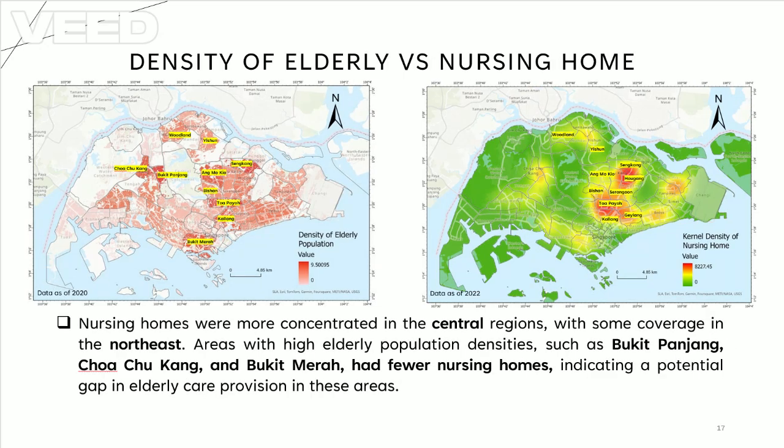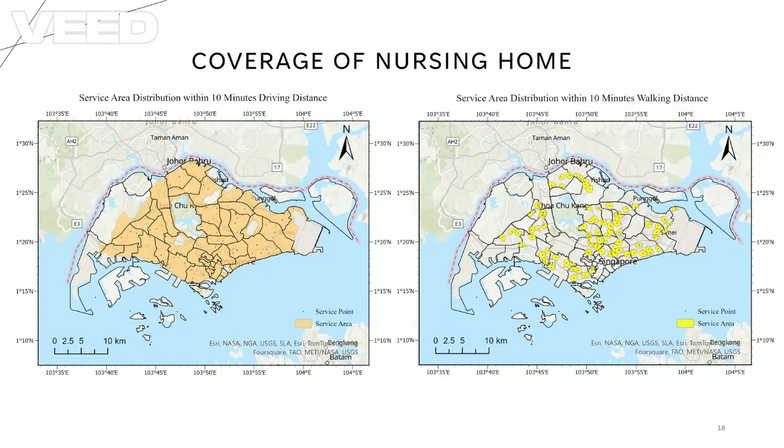Nursing homes were more concentrated in the central regions, with some coverage in the northeast. Areas with high elderly population densities, such as Bukit Panjang, Choa Chu Kang, and Bukit Merah, had fewer nursing homes, indicating a potential gap in elderly care provision in these areas. This is the service area of each nursing home, within 10-minute driving and 10-minute walking.